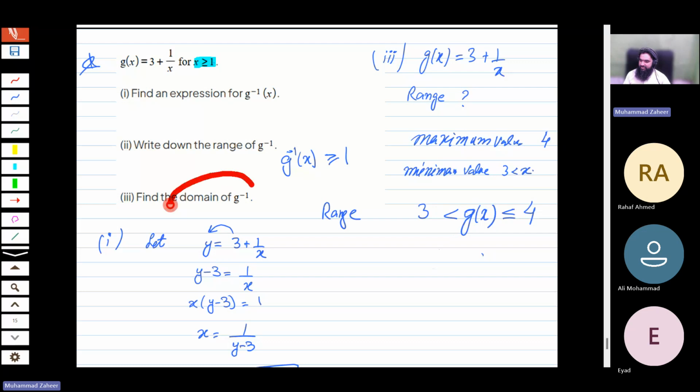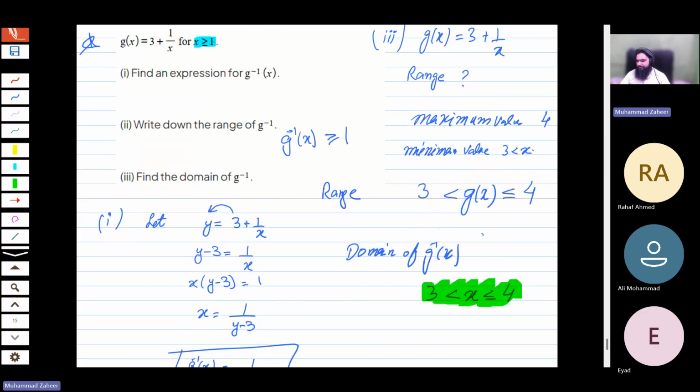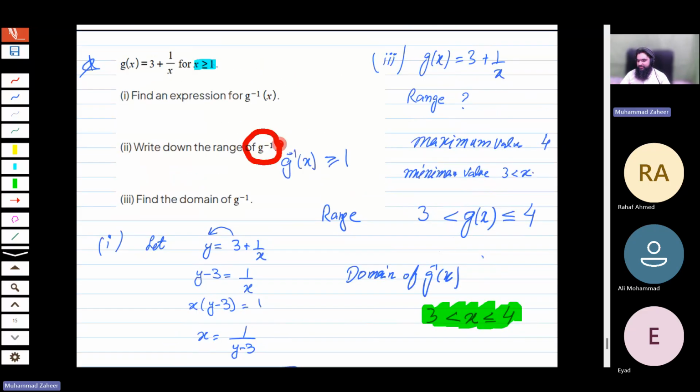But the question is we have to find the domain of g inverse of x. So for the domain of g inverse of x, the range of the function will become the domain. So x is greater than 3 and less than or equal to 4. Always remember, if the examiner says you need to find the domain of the inverse function, you are looking for the range of the given function. In the same way, if the examiner says you have to find the range of the inverse function, you have to look for the domain of the given function.